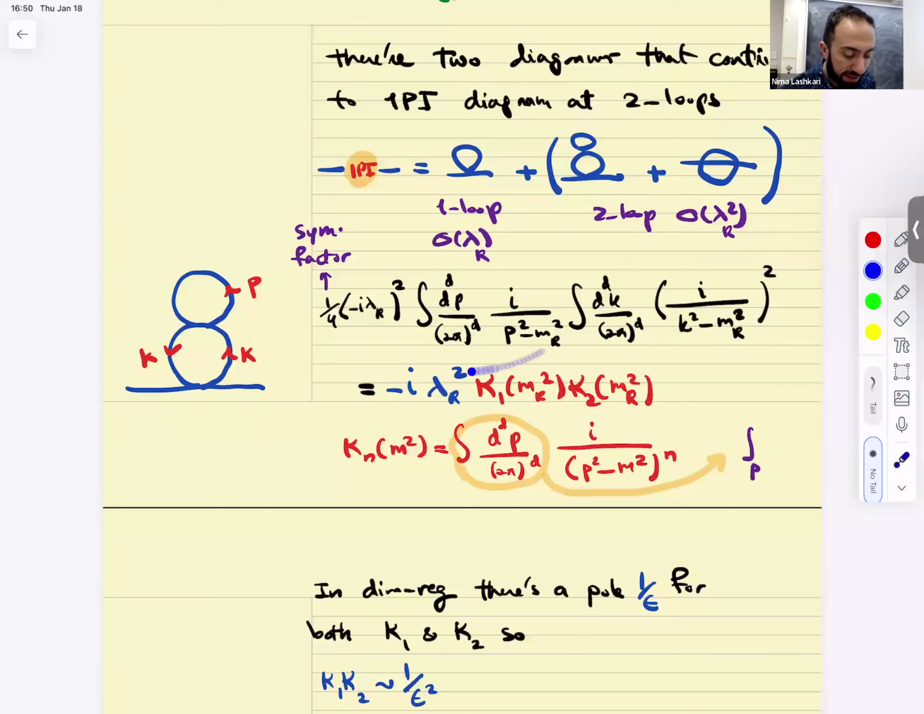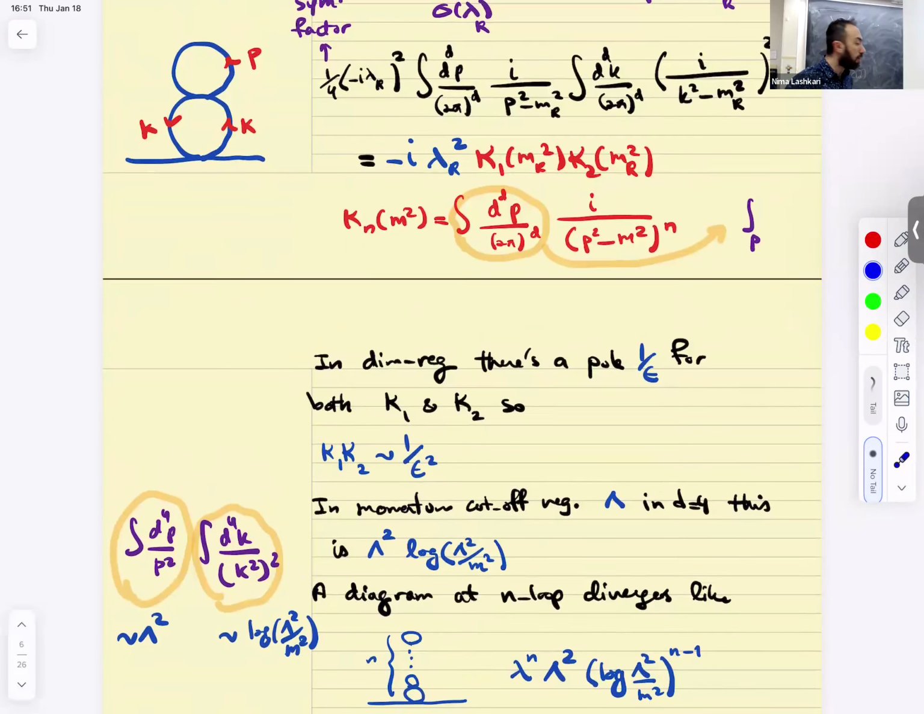So it's pretty clear that this is the K1 of m squared, and this is the K2 of m squared, and minus i lambda squared. Wait a second, am I missing factors here? Yeah, maybe there's a coefficient here. Maybe not. Maybe there is. All right, so the point being that it's proportional to K1 and K2.